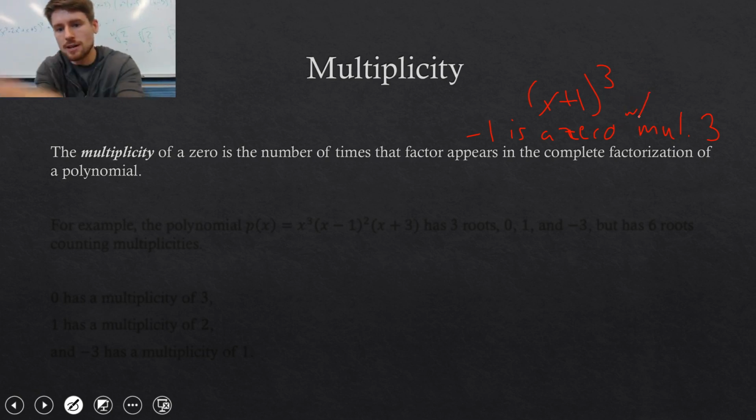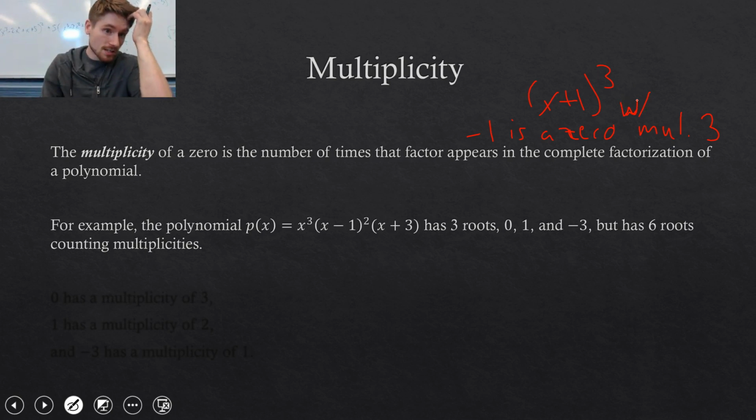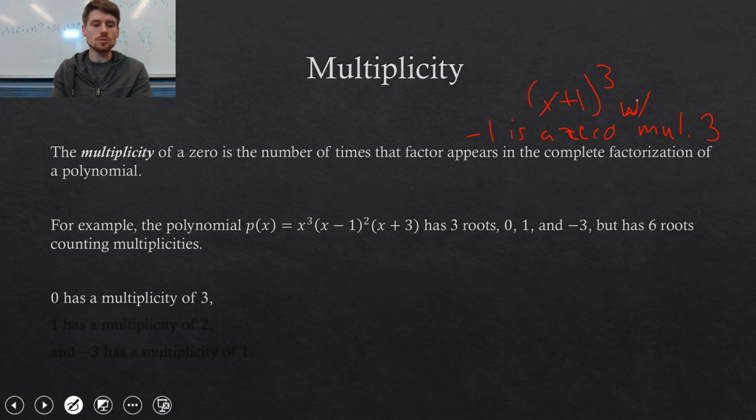Here's an example of a factored out polynomial. x cubed times (x minus 1) squared times (x plus 3). It has 3 roots, 3 zeros. 0 is a 0, 1 is a 0, and -3 is a 0. But you would say it has 6 roots if you count multiplicities. So what are those roots? Well, you have 0, 0, and 0. 0 has a multiplicity of 3.